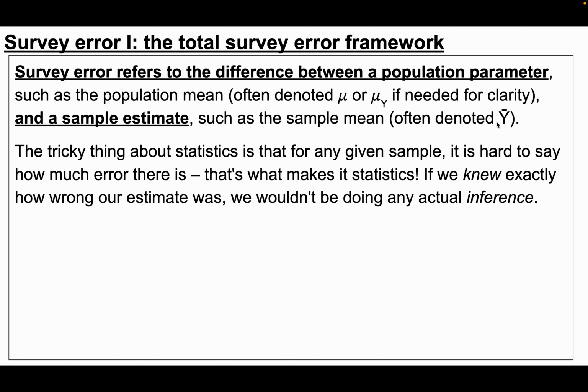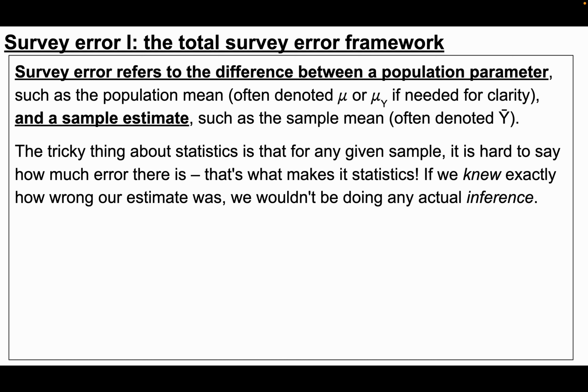The tricky thing about statistics is that for any given sample, it's pretty hard to say how much error there is, and that's really what makes it statistics. If we knew exactly how wrong any given estimate were, we wouldn't be doing any actual inference, right? There would be no inference left. So if I gave you a sample and said, the mean in this sample for education is 13 years, but it should actually be 13.2 years because that's the population value, then you don't have any statistics left to do. You just know the answer. But if I gave you that answer, I would just be giving you the error. I would be telling you that there is a negative 0.2 error in your estimate.